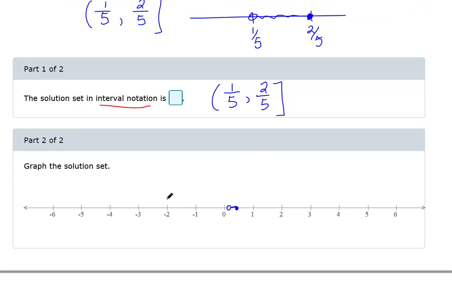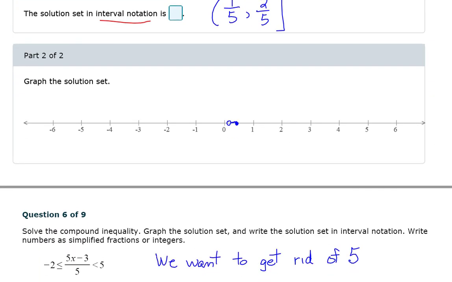They give us this giant number line. 1/5 is in terms of a decimal 0.2, so pretty close to 0. 2/5 is 4/10 or 0.4, so it's not even quite halfway. But again, as long as you're reasonably close, Connect Math will accept it.